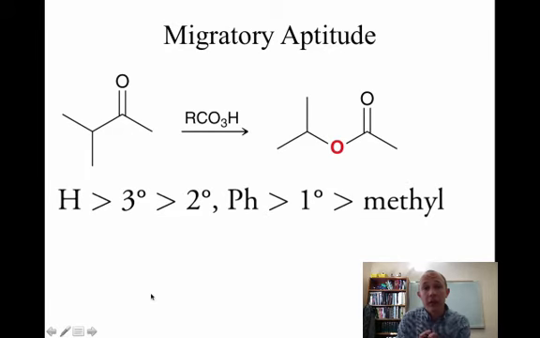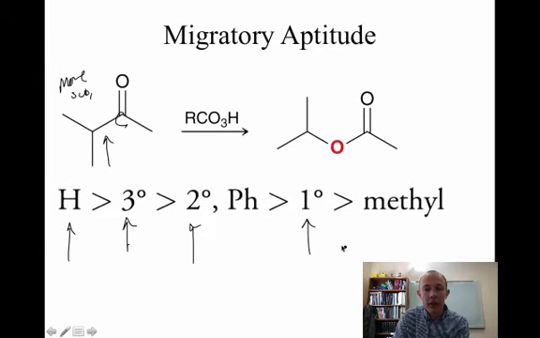What's really important to remember about the Baeyer-Villiger reaction is if you don't have a symmetrical ketone, let's say you have an isopropyl group here and a methyl group here, the more substituted group is going to migrate faster, so the oxygen is always going to get stuck in between the carbon of our carbon-oxygen double bond and the more substituted carbon. So the migratory aptitude is hydrogen is the fastest, then tertiary carbon, secondary carbon, primary carbon, and methyl.